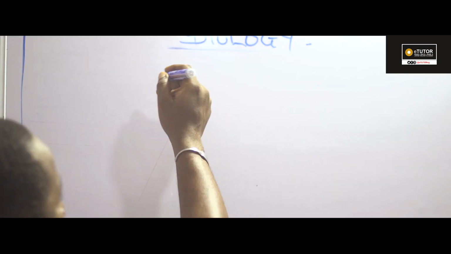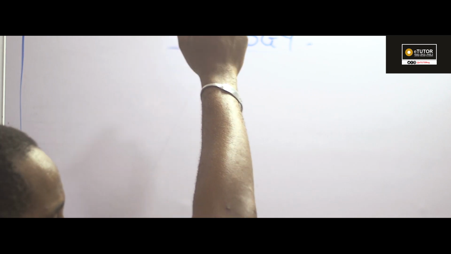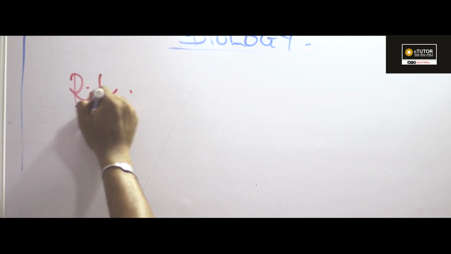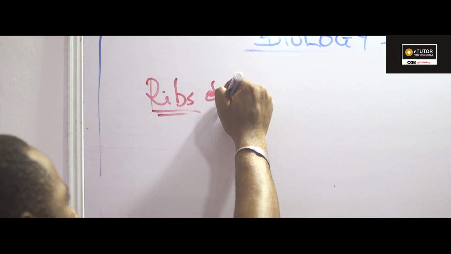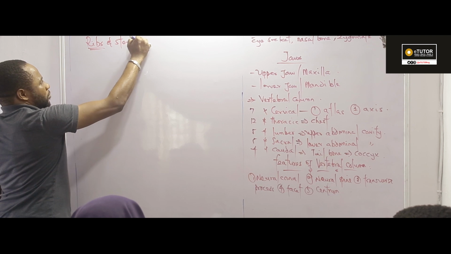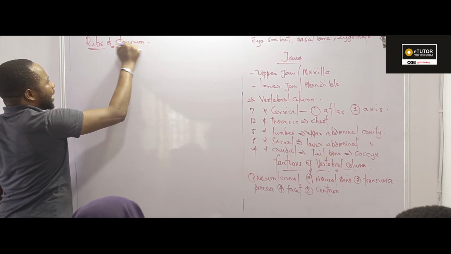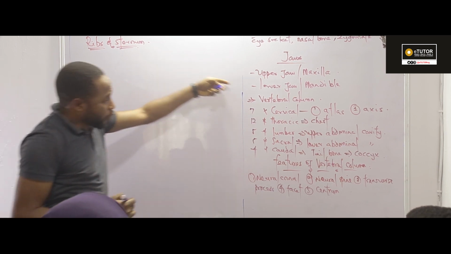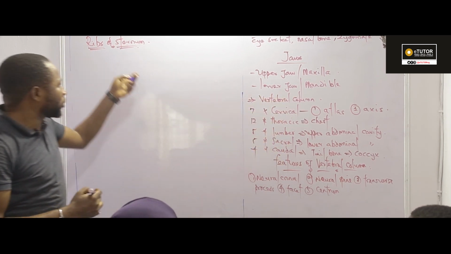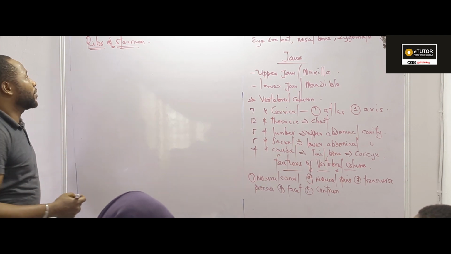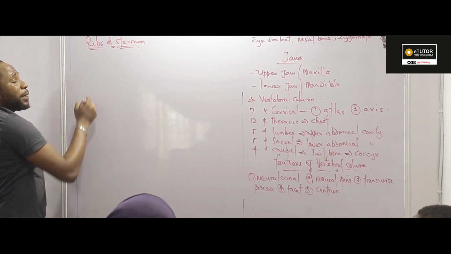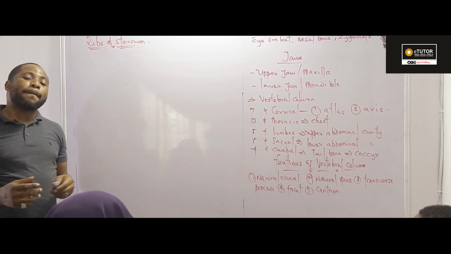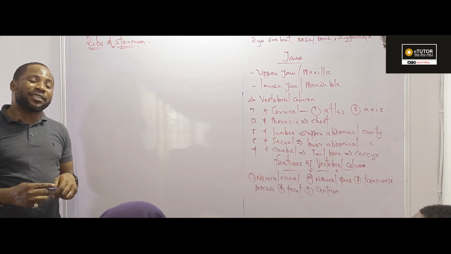The next is still on axial skeleton. The ribs and sternum. Don't forget, I said the axial skeleton is divided into the skull, the what? Vertebral column, and the what? Ribs and sternum.